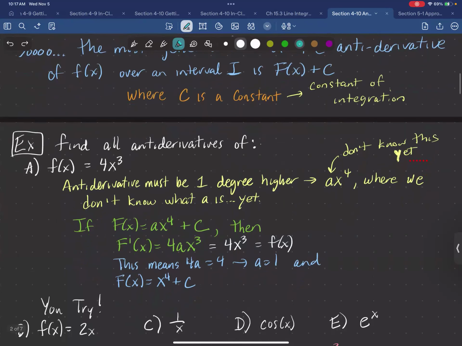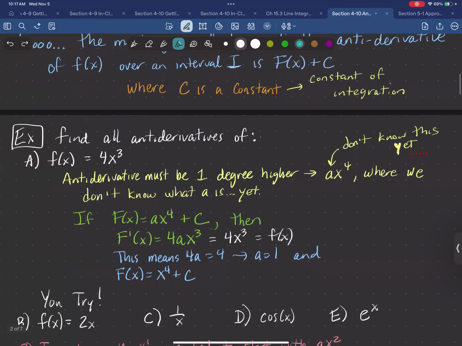Why don't you guys try with 4 different ones? We've got f of x equals 2x, f of x equals 1 over x, f of x equals cosine x, and f of x equals e to the x. Pause the video, see what you come up with. You're trying to work backwards, figure out what the initial function is. Don't forget to include the constant of integration. Okay? I'll assume you did it.